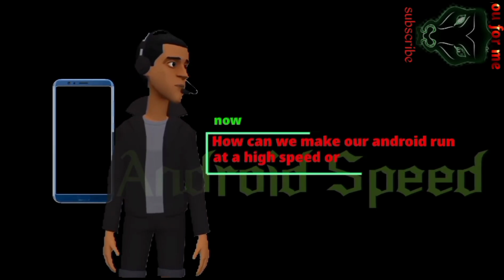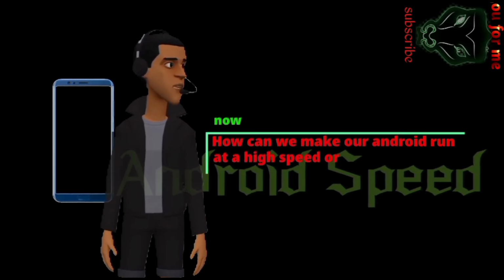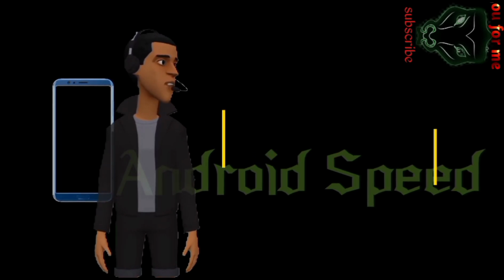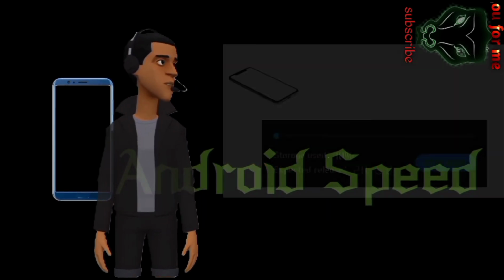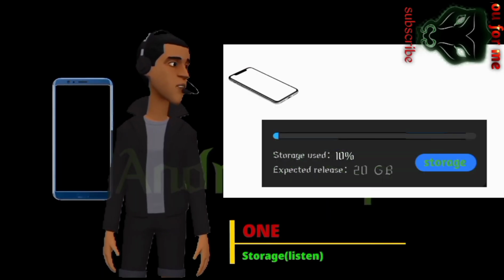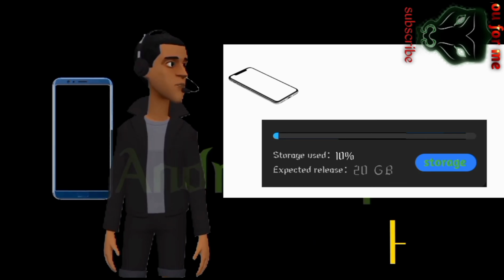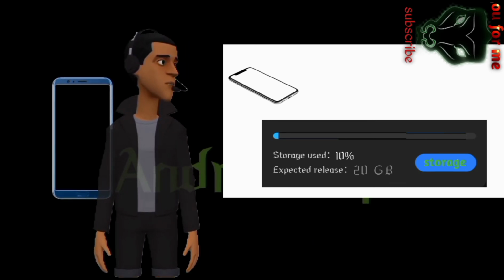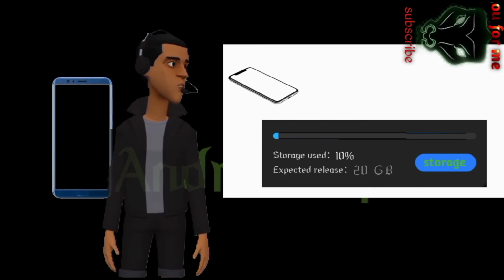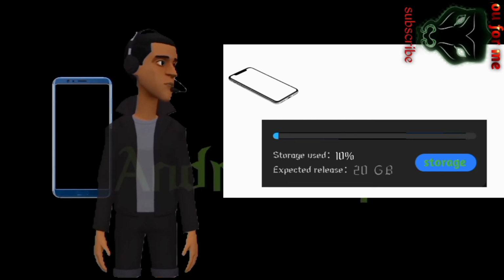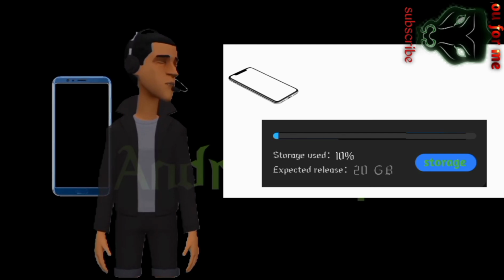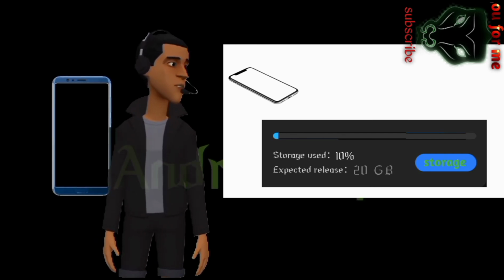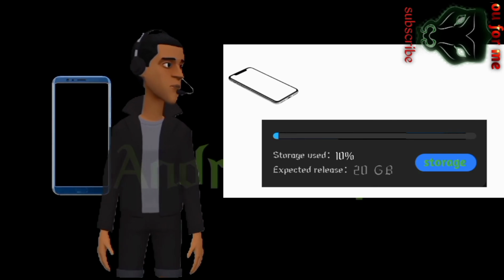How can we make our Android run at a high speed? Or how can we make Android fast? This is for you. One, make your Android phone device have a good maximum storage space, even if you are an application addict or a person who loves applications. Make your Android phone device have at least 4 GB space to avoid reducing the Android speed.